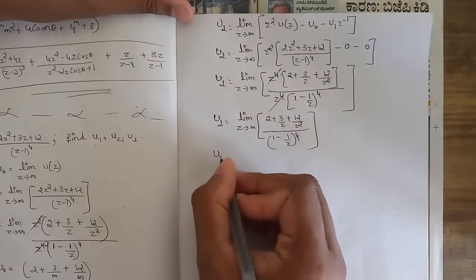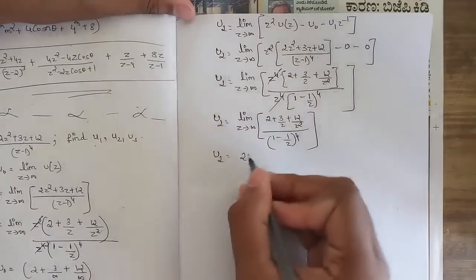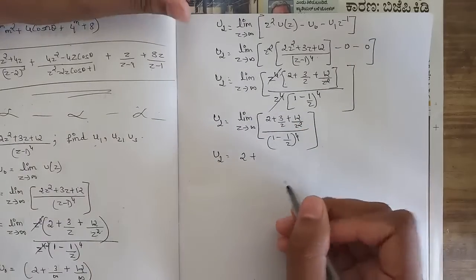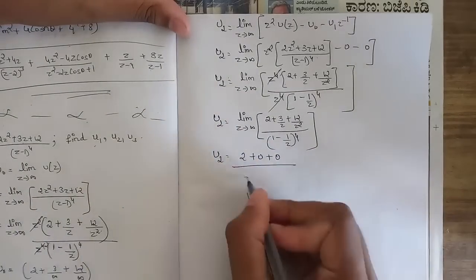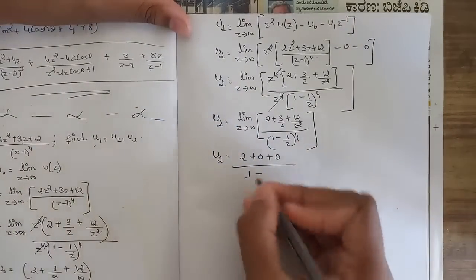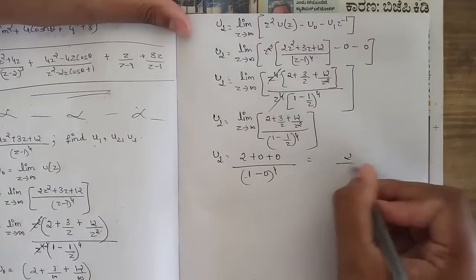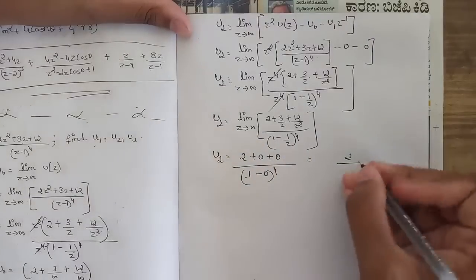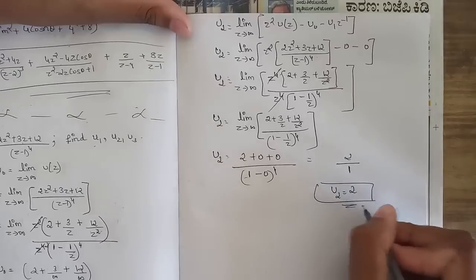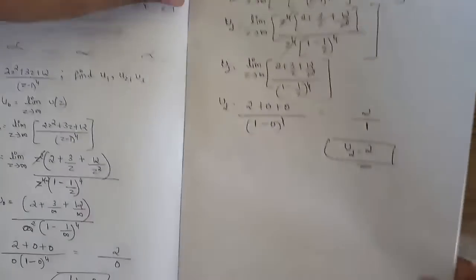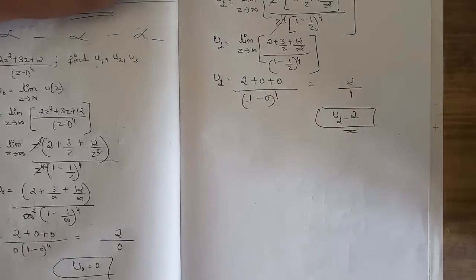So now let's apply this condition, limit z tending to infinity. So the final answer becomes 2 plus 3 by infinity is 0, 12 by infinity square is again 0, divided by 1 minus 1 by infinity is 0 whole to the power 4. So 2 by 1 minus 0 is 1, 1 to the power 4 is 1. So the required value of u2 is equal to 2. Okay. So now again in the same way we are going to find u3.